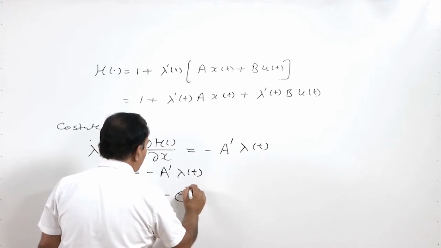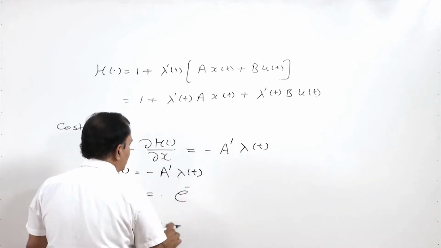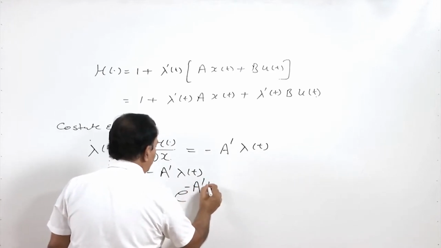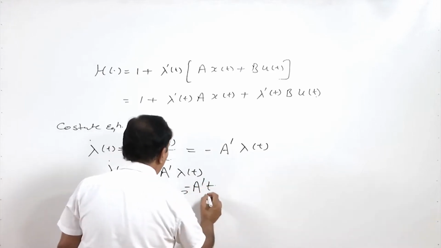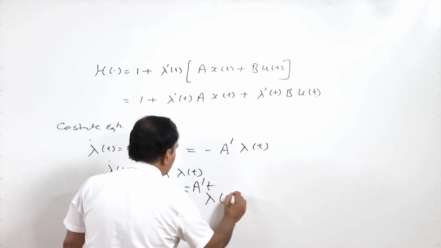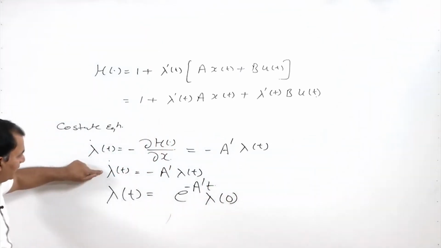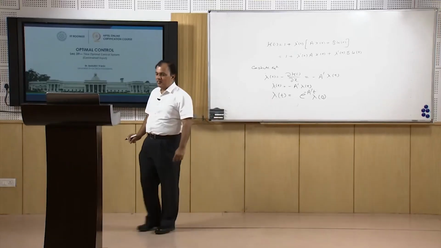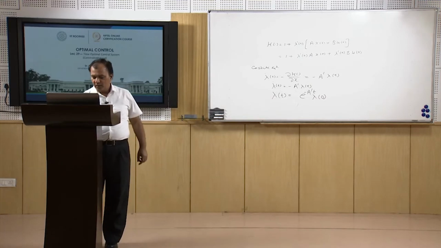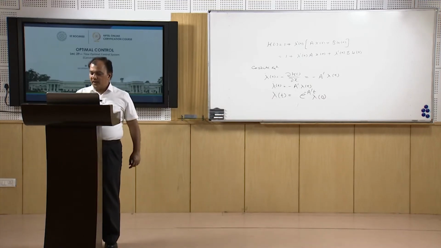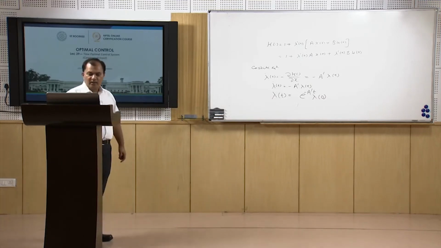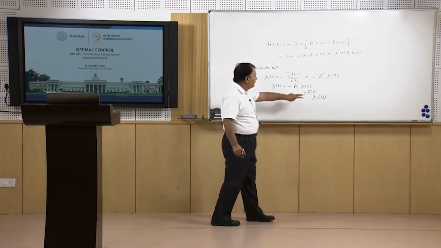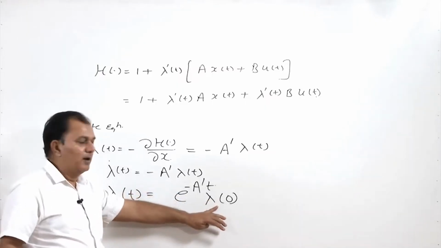I can write e to the power minus A transpose t lambda 0. So, the solution of this equation is nothing but e to the power minus A prime t lambda 0. So, we can write this in terms of the initial value of the lambda.